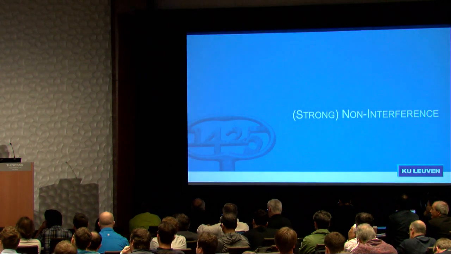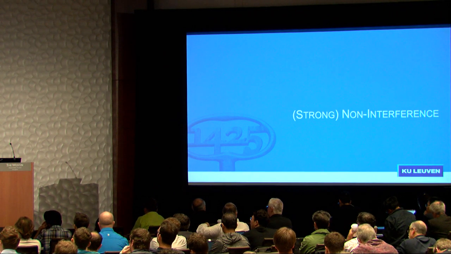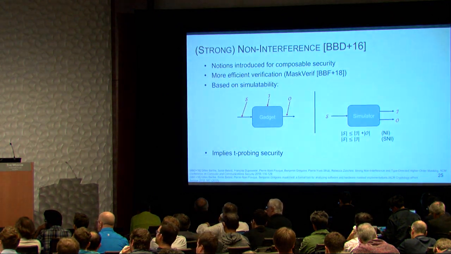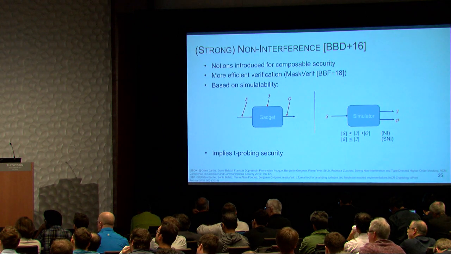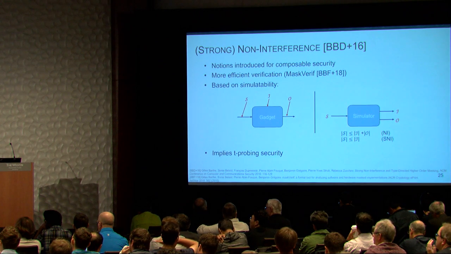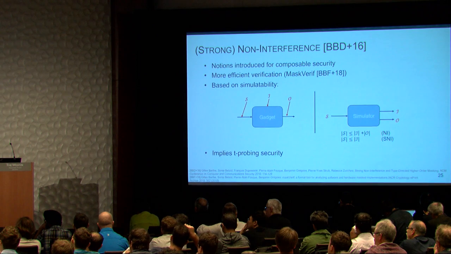But probing security is not composable. And for this reason, there's another line of works about non-interference and strong non-interference, which are notions of composability. Another thing about these notions is that they can make the verification of probing security more efficient. And this is done in the mask proof tool of Gilles Barthes and Sonia Bilait and other people, which is a very efficient and nice tool.